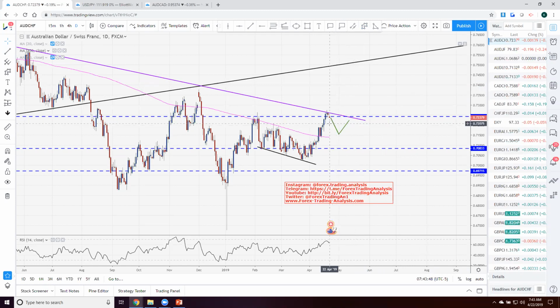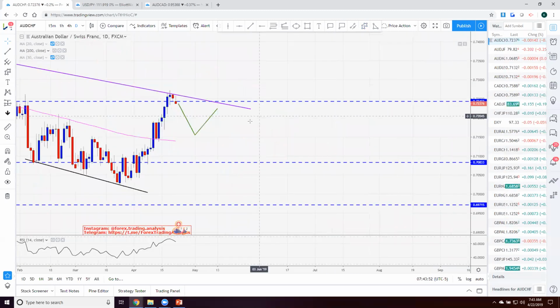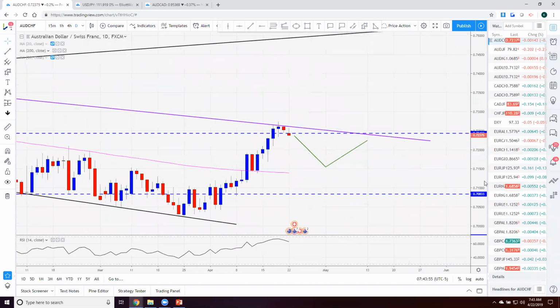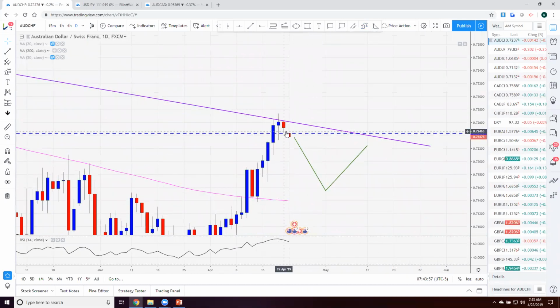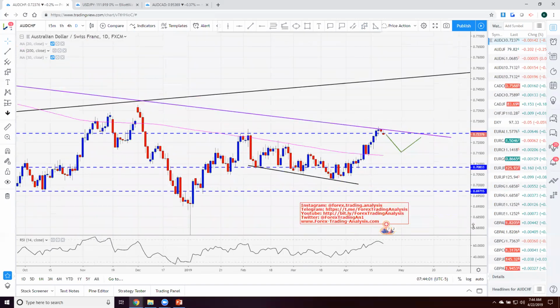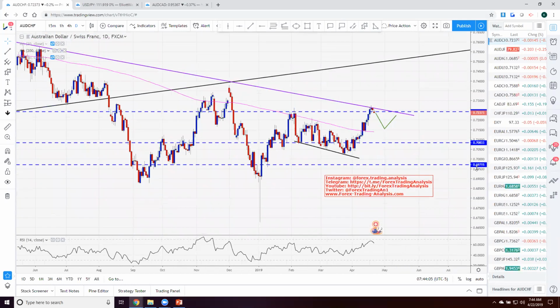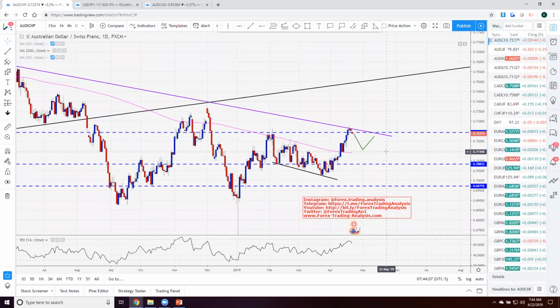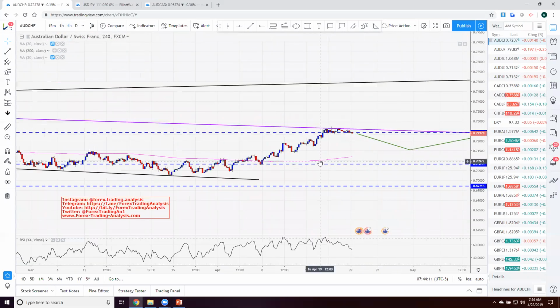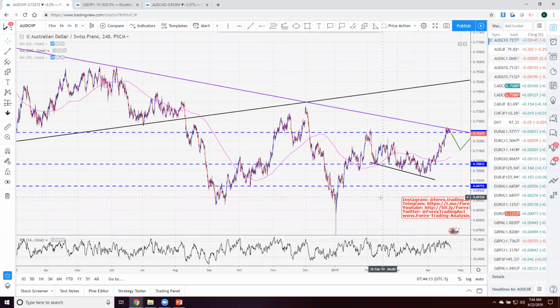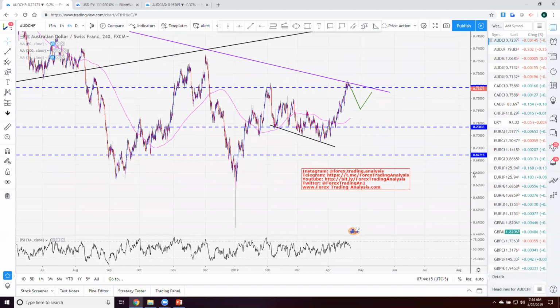All right, so back to Aussie Swiss. As you can see, watching the daily, looks like we had a small gap down on the open today. So we need to watch and see more bearish price action going down on the 4 hour. Again, same type of situation.